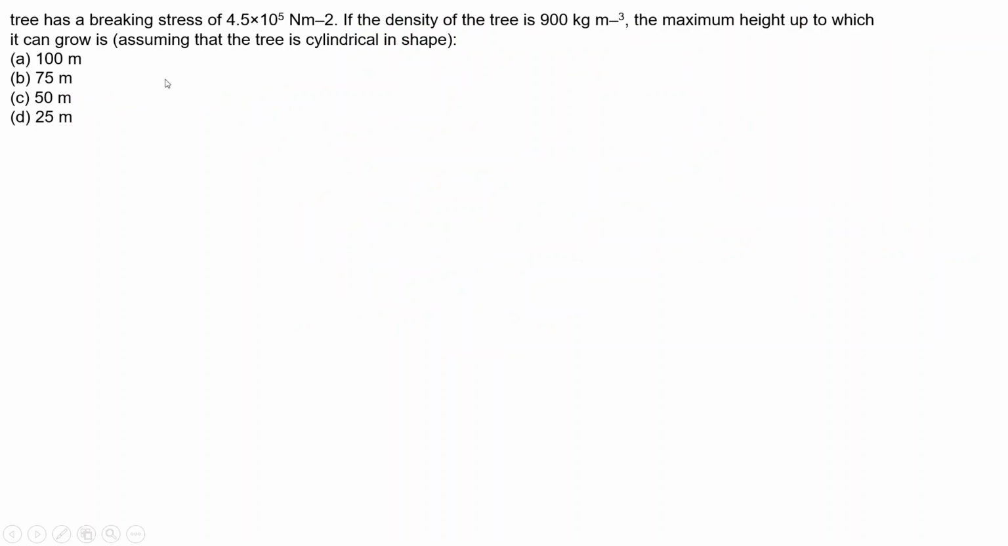So the question is, a tree has a breaking stress of, again this is Newton per meter square, 4.5 times 10 to the power 5 Newton per meter square. If the density of the tree is 900 kg per meter cube, the maximum height up to which it can grow is. Okay.